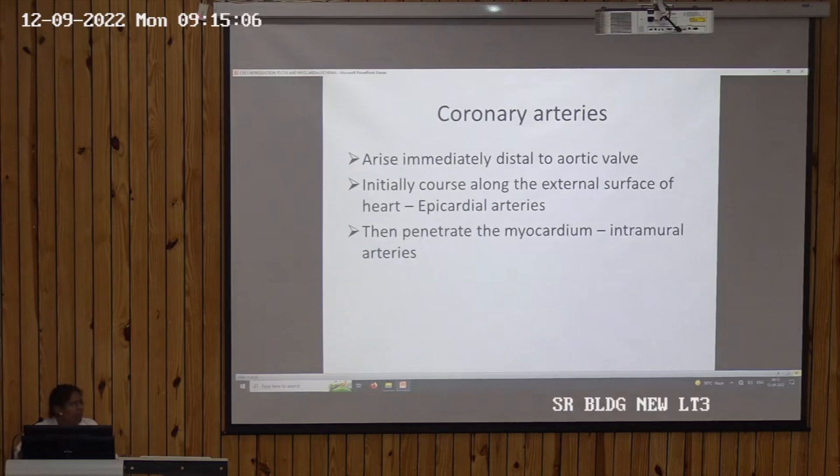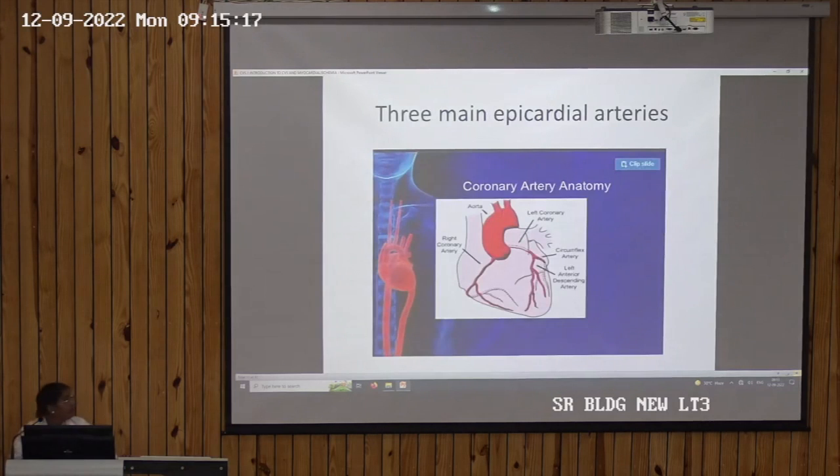Now, the heart is supplied by the coronary arteries, and they arise immediately distal to the aortic valve from the aorta. Initially, they cover a course along the outer surface, so this portion of the coronary arteries is known as the epicardial artery, and once they pierce the muscle, these are known as the intramural arteries. The main branches are the left anterior descending, left circumflex and the right coronary arteries.